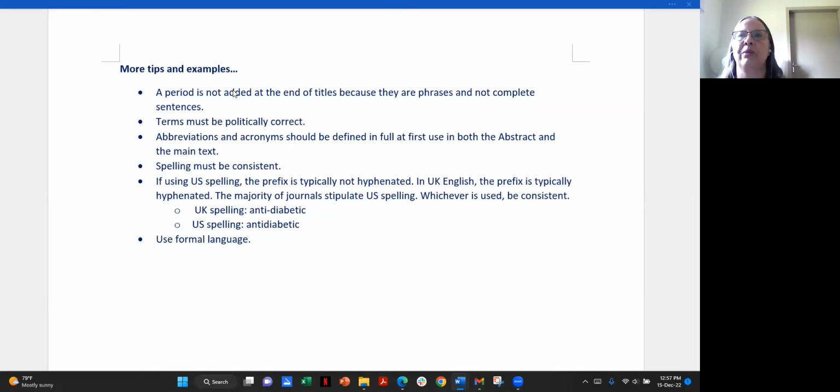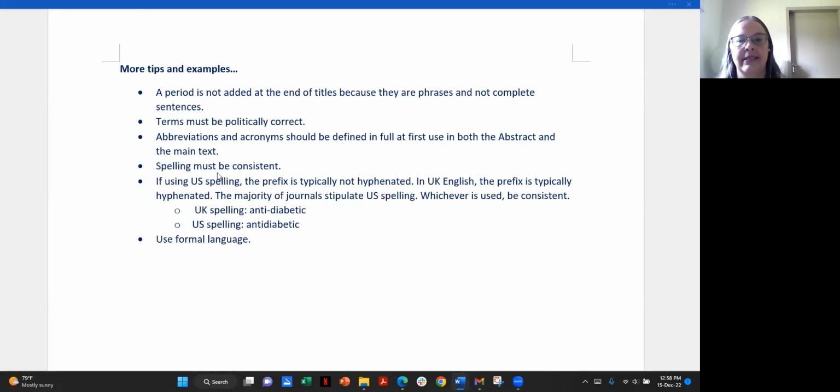And then I will show you in the actual manuscript where I've made these changes. The first thing is that you never put a period at the end of a title, because a title is not a complete sentence, it's a phrase. The second thing that's important to remember is that terms must be politically correct. That's sometimes quite hard to do if English is not your first language. So that's something that us as editors will look at. The third thing is that abbreviations and acronyms must be defined in full at first use in the abstract and in the main text, not just in the abstract.